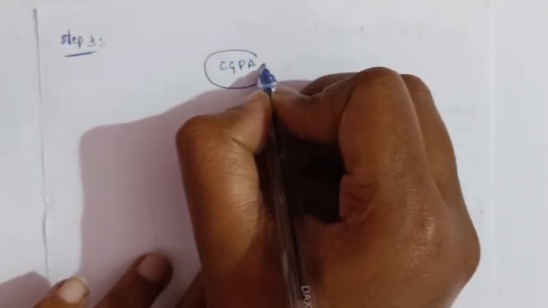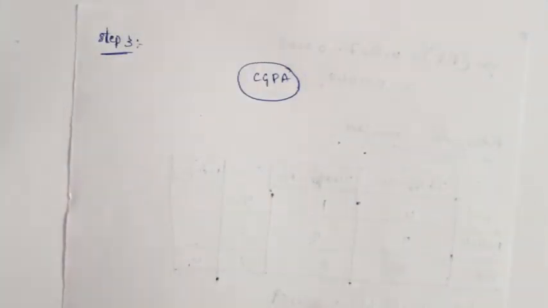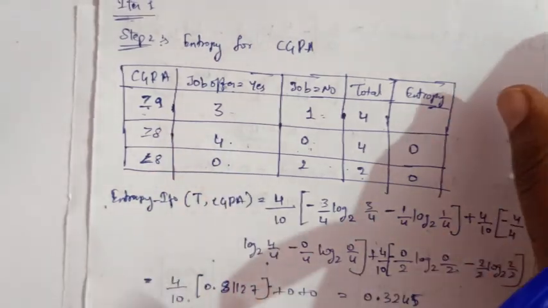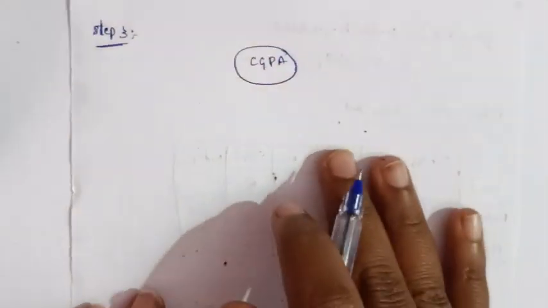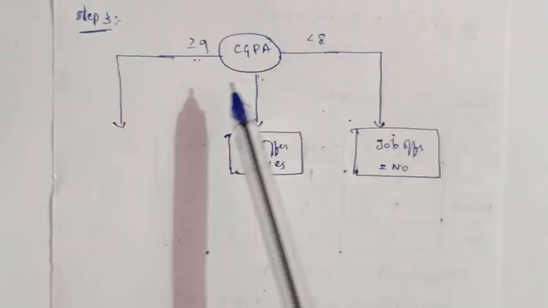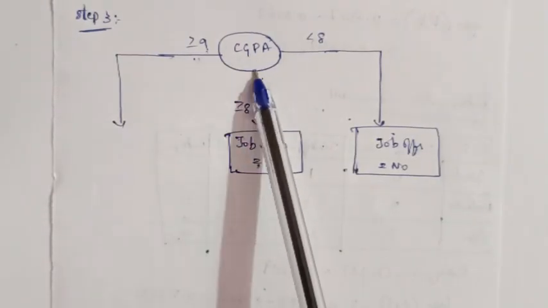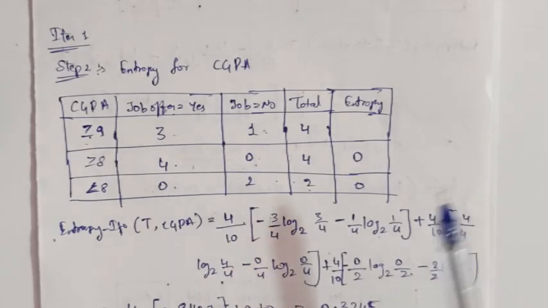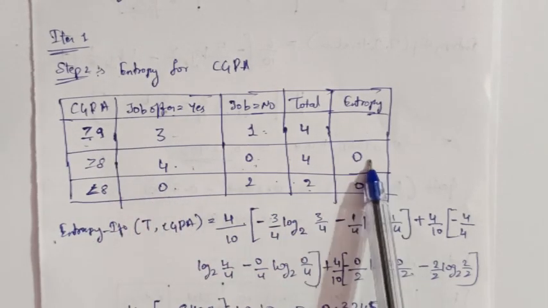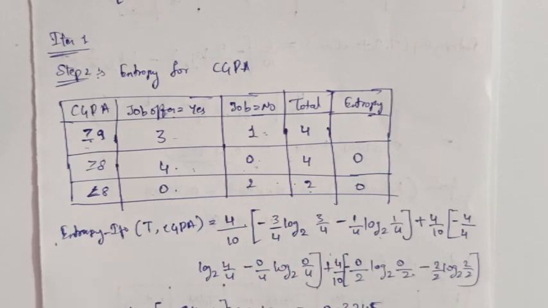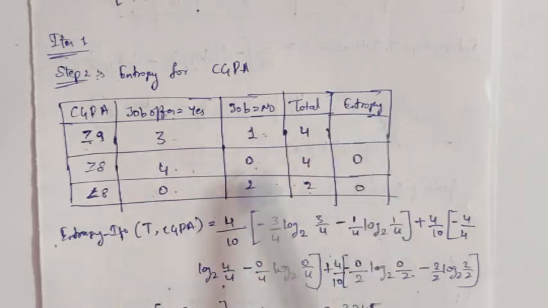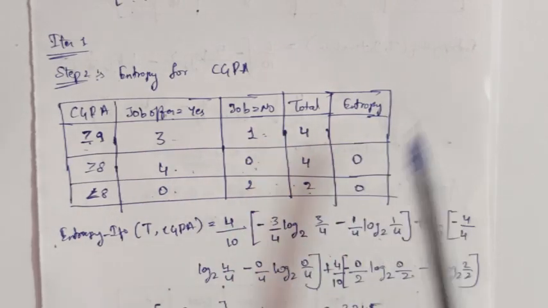Here I am taking CGPA as the root node, and what are its attributes? Here we have 3 attributes. We have to take these 3 attributes and draw the subtree. As CGPA has 3 attributes, I have taken these 3 as branches. In this table you can see that for this attribute and this attribute we have got 0 entropy, so this ends here only. We have to find the entropy of the remaining one again until we get 0.